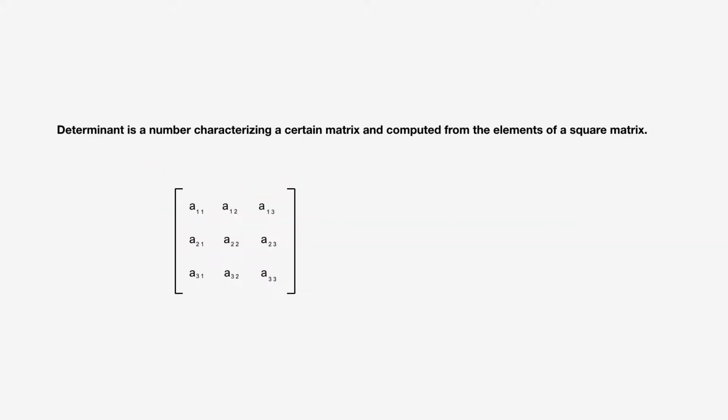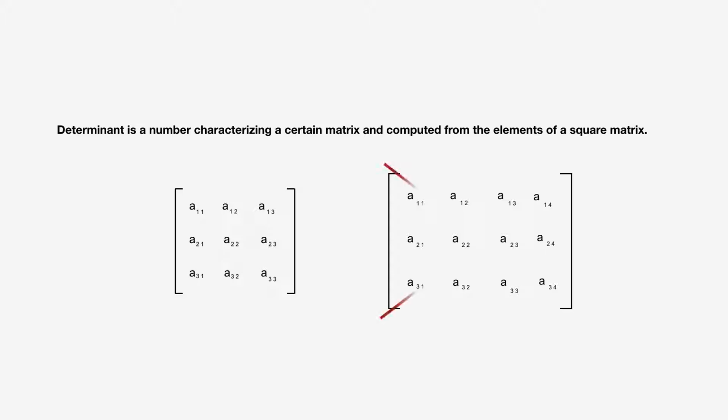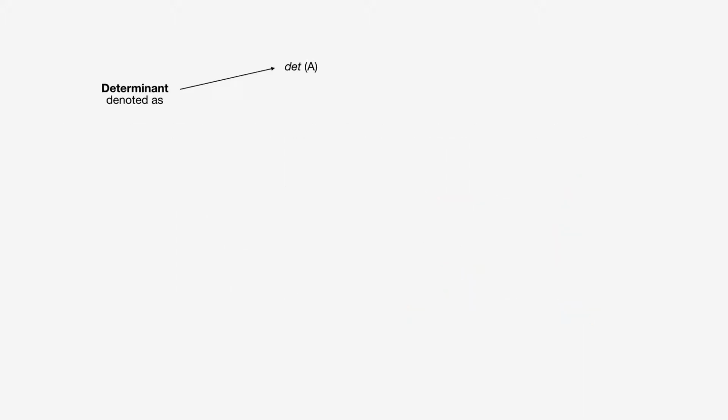Determinant is a number characterizing a certain matrix and computed from the elements of a square matrix. If you have, for example, a 3 by 4 matrix, you can't calculate a determinant for this matrix. But as you have a square matrix, you can calculate a determinant for it. The determinant of a matrix A is denoted in a few ways.